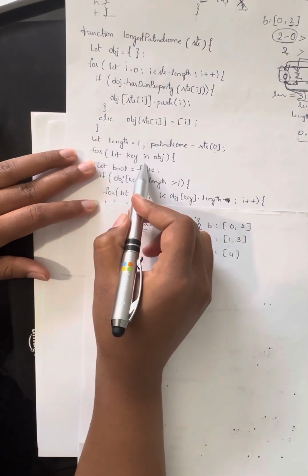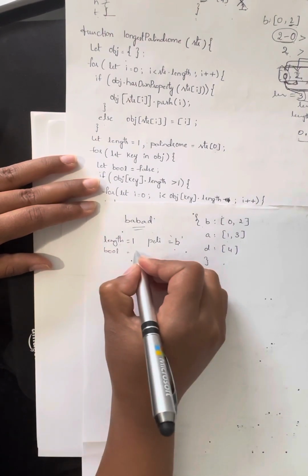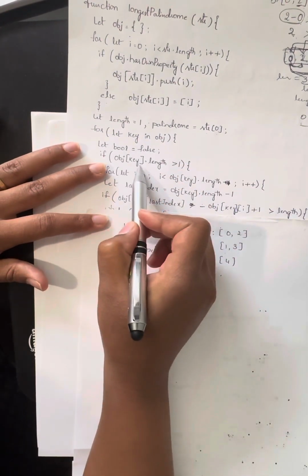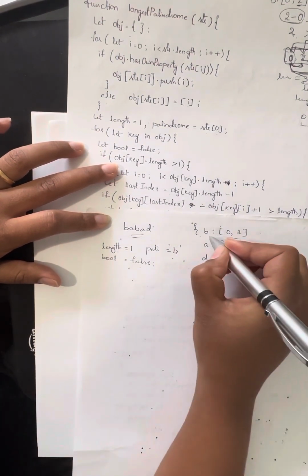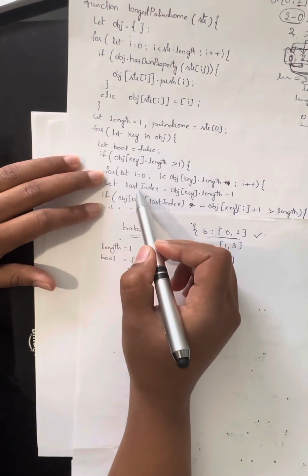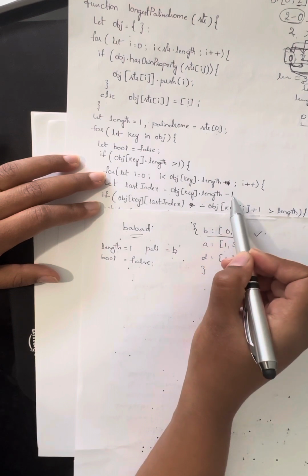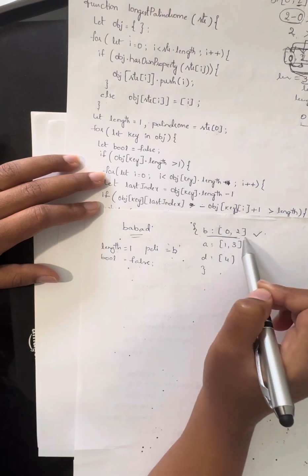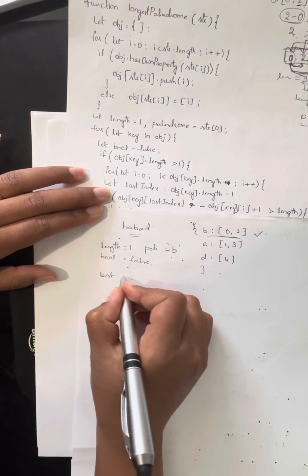Now we start iterating through this object, and variable bool equals to false. Now we check object key dot length is greater than 1. So we'll start with B, and its length is greater than 1. Then we start the for loop, and in the last index I'm storing object key dot length minus 1, which means here object of key dot length is 2, minus 1 is 1. So here last index equals to 1.